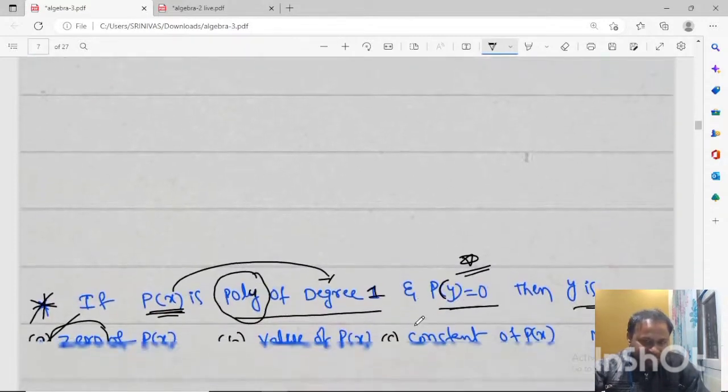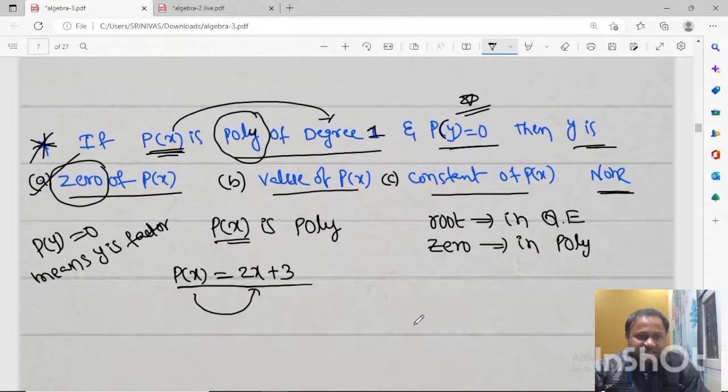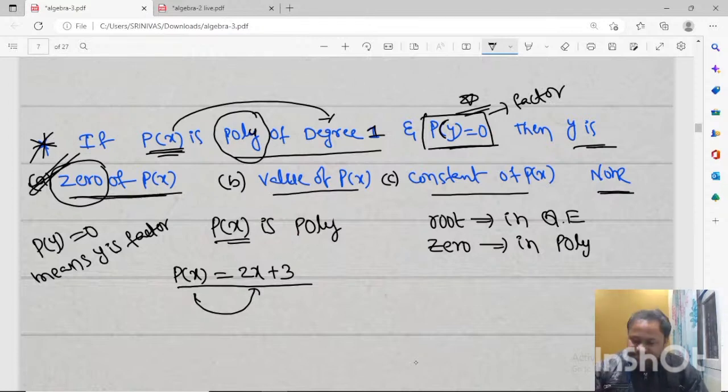Okay, next. See this. y is a factor. Factor means that it should satisfy. By satisfying, we are getting 0. So the answer is 0 of P of x. Okay? So this is a little bit of a tricky question. Right? So I think you got the point. P of y is equal to 0 means it is a factor. Factor means that it should satisfy. That means 0 of P of x.